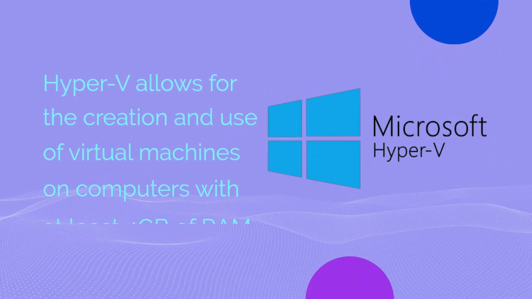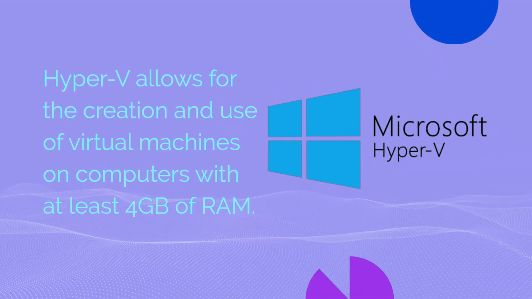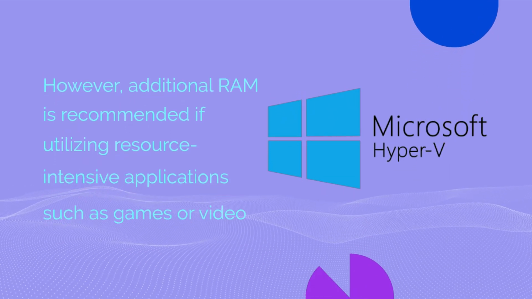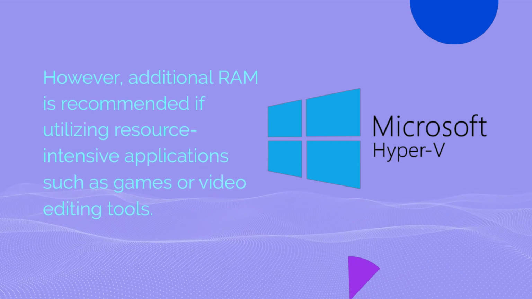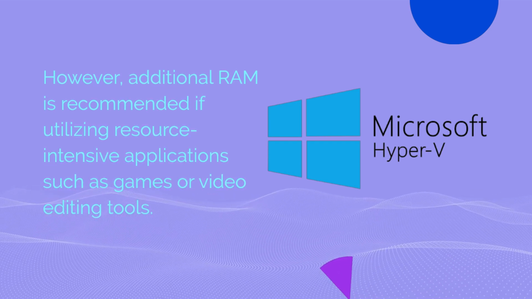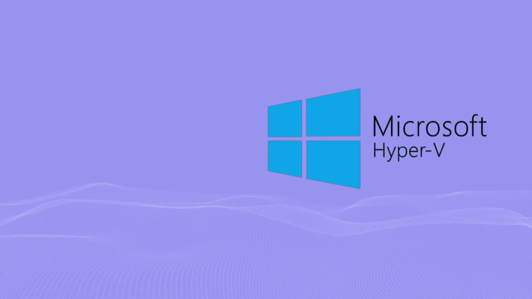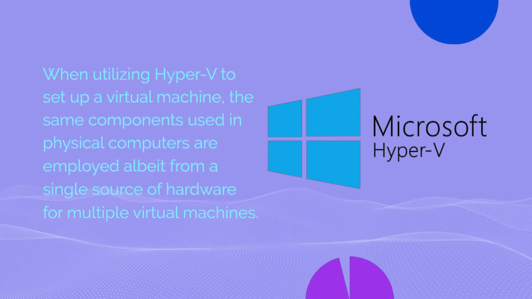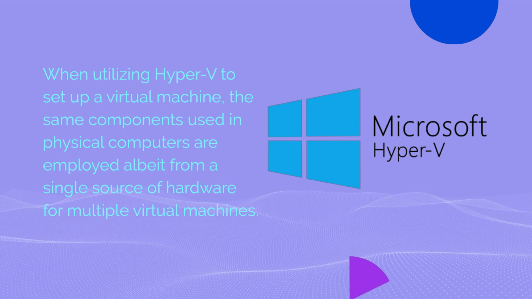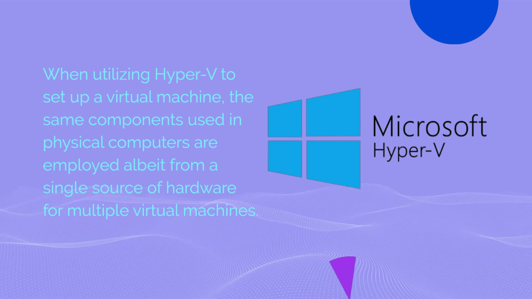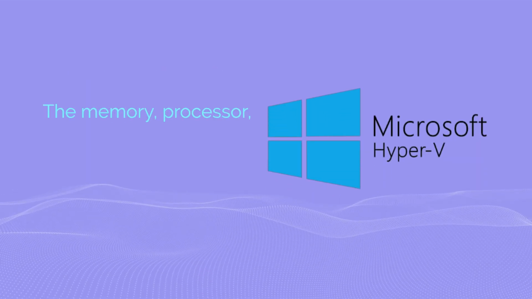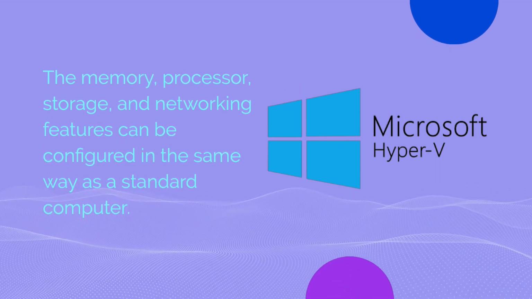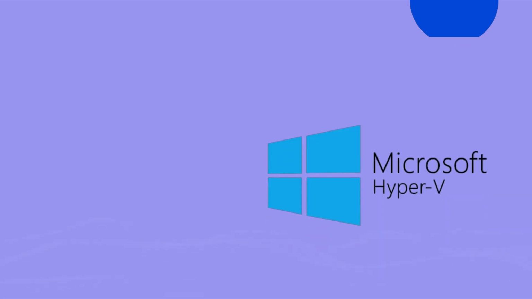Hyper-V allows for the creation and use of virtual machines on computers with at least 4 GB of RAM. However, additional RAM is recommended if utilizing resource-intensive applications such as games or video editing tools. When utilizing Hyper-V to set up a virtual machine, the same components used in physical computers are employed, albeit from a single source of hardware for multiple virtual machines. The memory, processor, storage, and networking features can be configured in the same way as a standard computer.